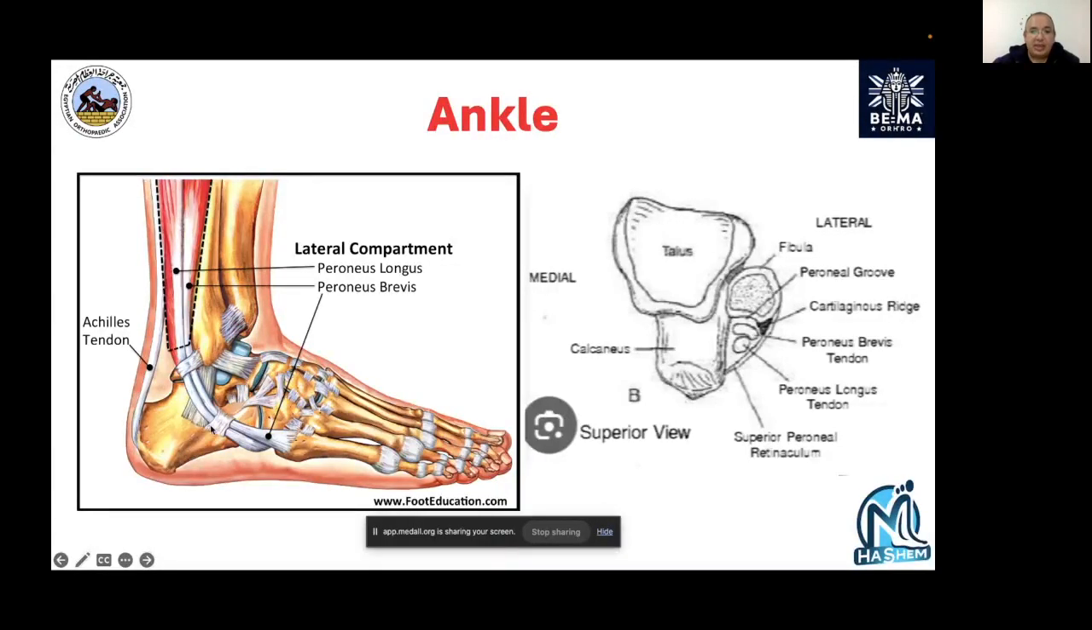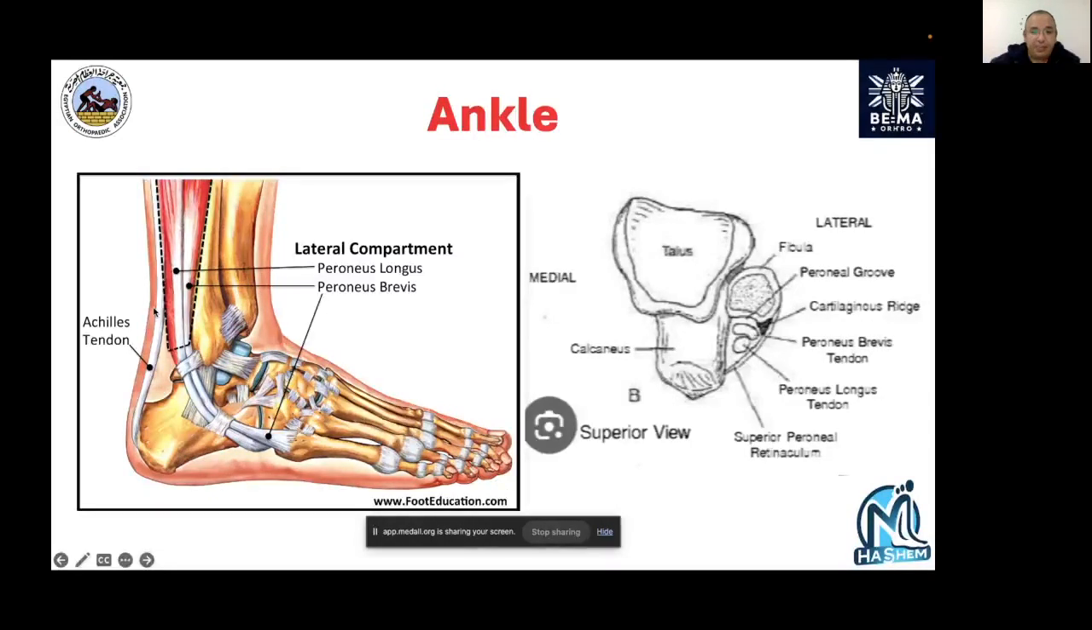Peroneus brevis firstly goes from behind the lateral malleolus, but above the peroneal tubercle in the calcaneum, and attaches to the base of the fifth metatarsal. The main job of it is as an everter. So the main job it does is it just everts the foot.